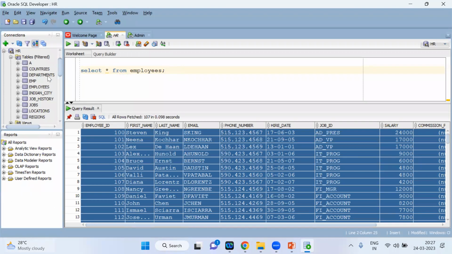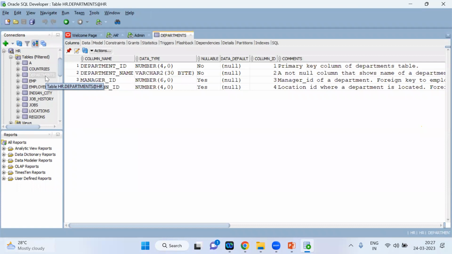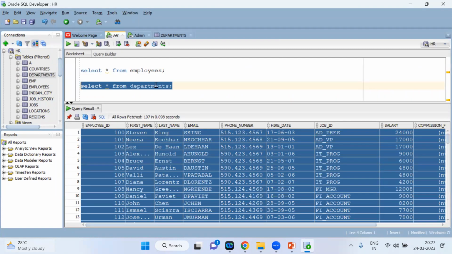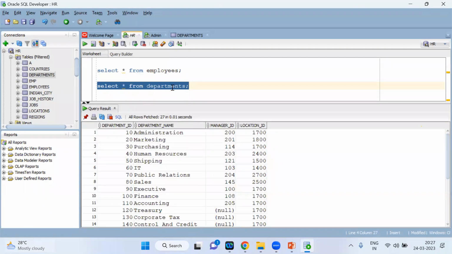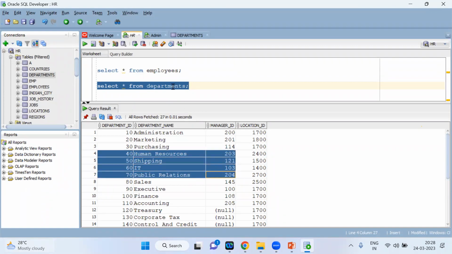Now, if I want to retrieve data from departments, what do we have to write, guys? Select star from departments. Select star from department. So department is the table name. Now, see, this is the table name, guys. So the same thing we are writing here also, department. Whatever the table name is, it should match. Now you see, it will give you the data which belongs to the departments table.